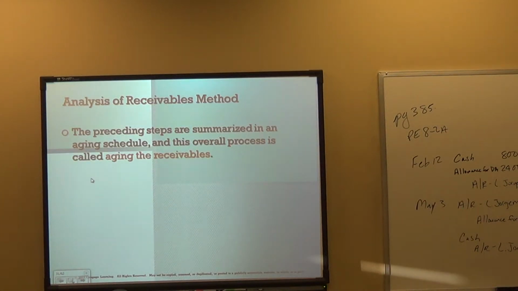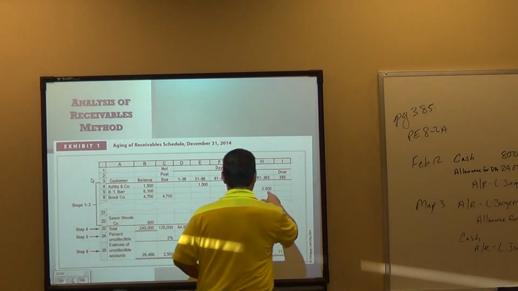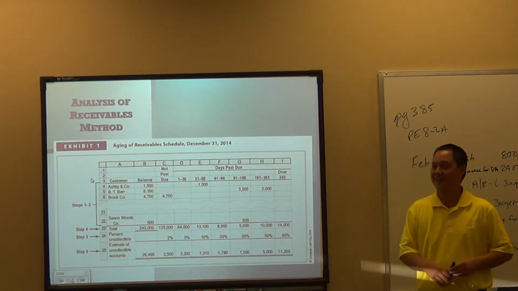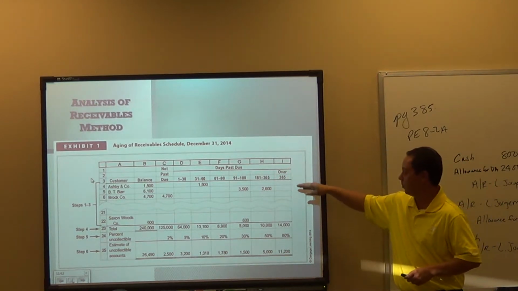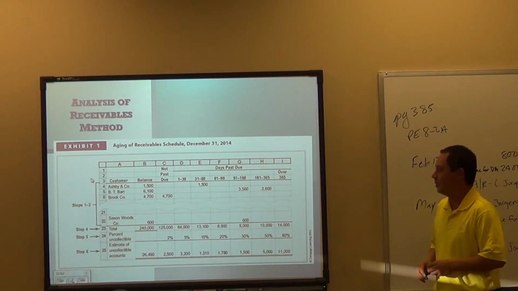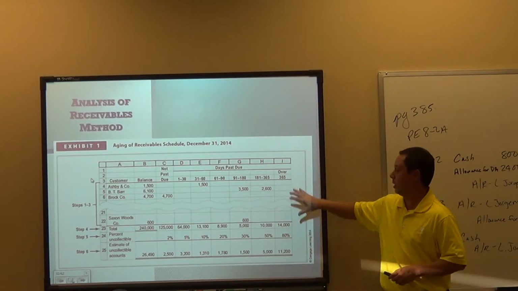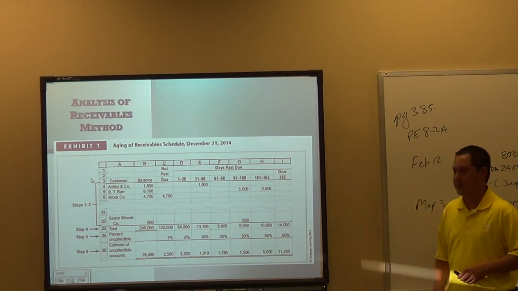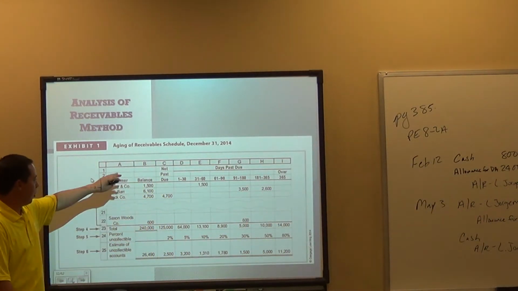So the preceding steps are summarized in an aging schedule. This process is called the aging of receivables. So this is kind of what it looks like. I just kind of give you an example there. If you fall in this category, you're in a lot of trouble here. That's a lot to be out. And anything over 365, good grief, you may not get paid. Maybe because you're out with a lawsuit or something like that. Or a lot of times you won't have that, because by that time I've already written it off. So that's kind of a breakdown of what those are.